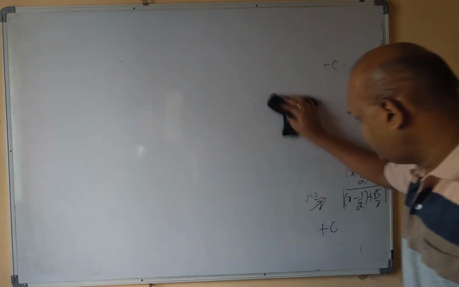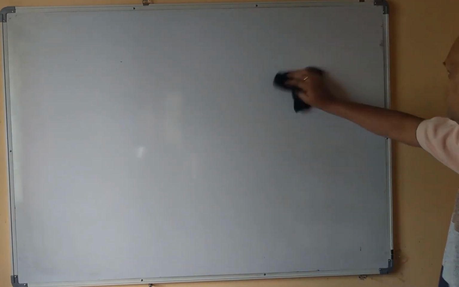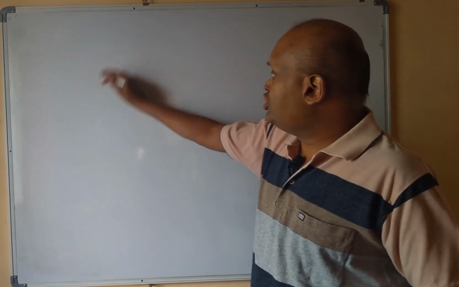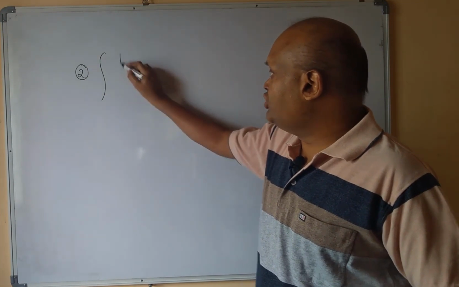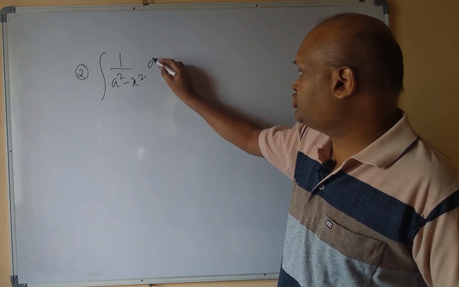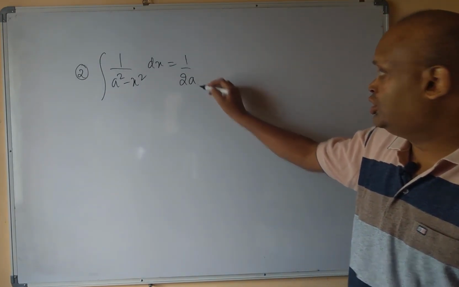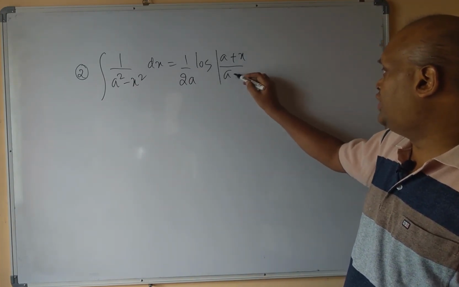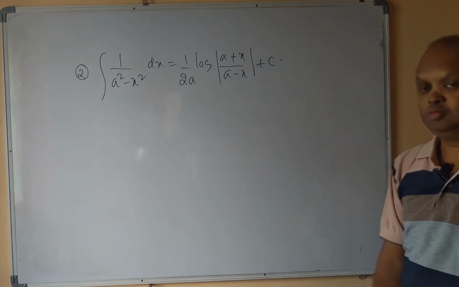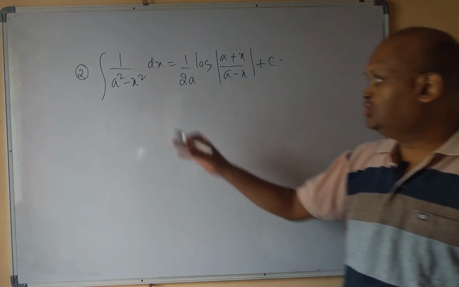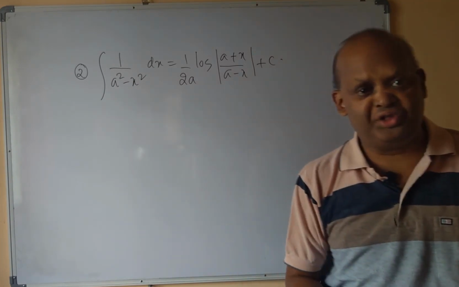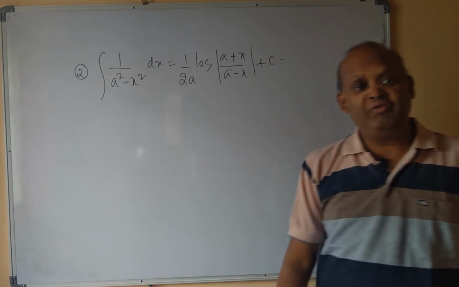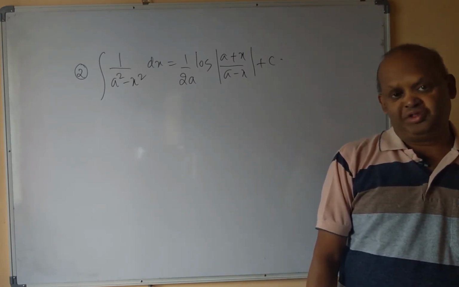Quickly, another concept I want to tell you: the integration of 1 upon a square minus x square dx. It is 1 by 2a log of (a plus x) upon (a minus x) plus c. It is the same concept. There it was x square minus a square, now I am taking a square minus x square. So it's 1 by 2a log of (a plus x) upon (a minus x) plus c.